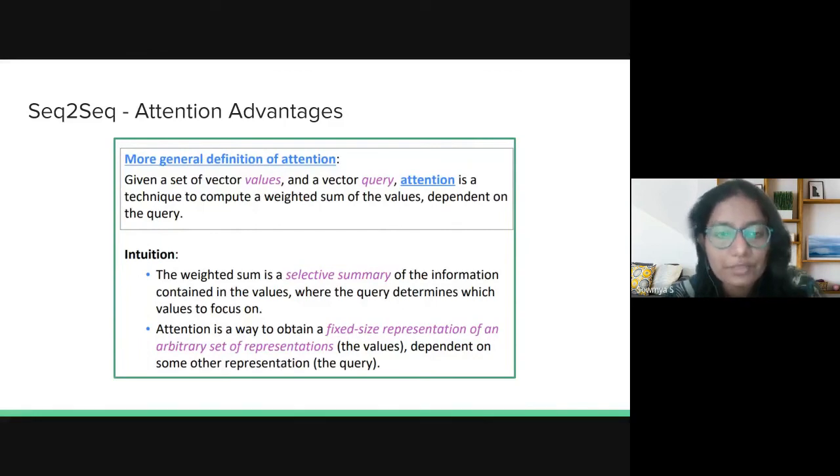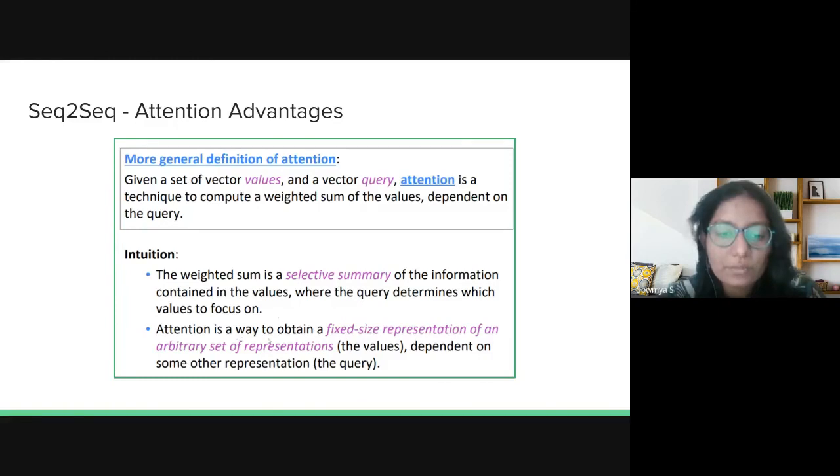So now we come to a more general definition of attention. So it's given a set of vector values and a vector query. Attention is a technique to compute weighted sum of values dependent on the query. Till now, we have not seen weights that are dependent on the query. We have seen weights more as a static thing, where given the query, you will just multiply and get the final one. So it's sort of a selective summary, and the query determines what values to focus on.